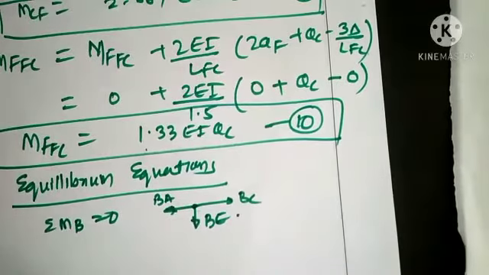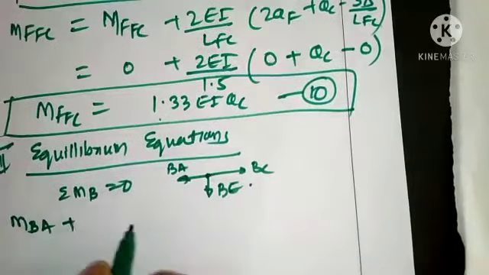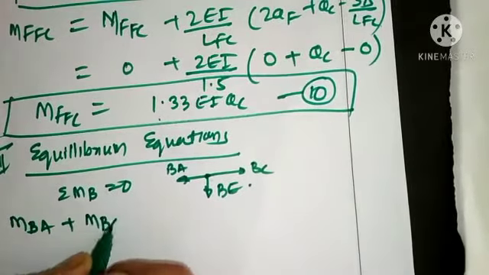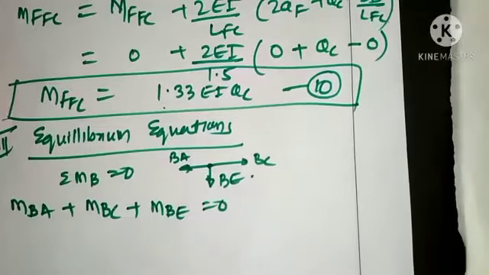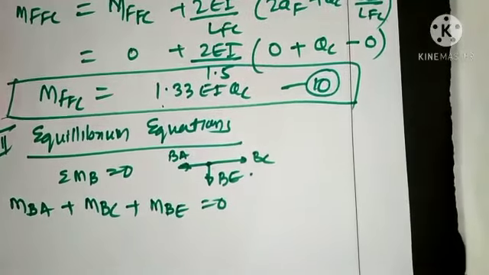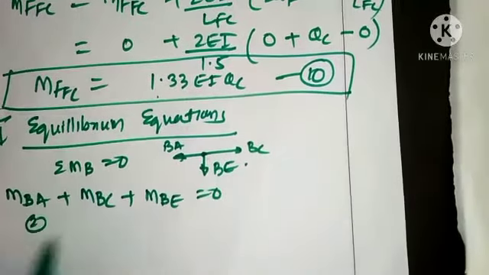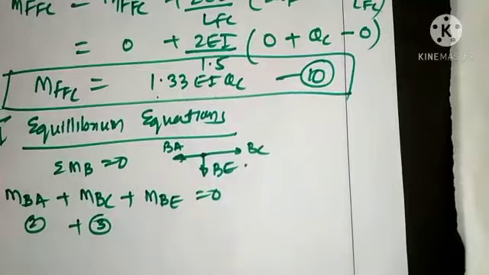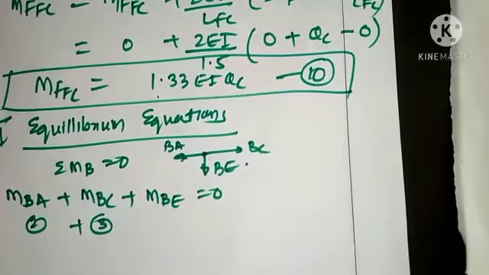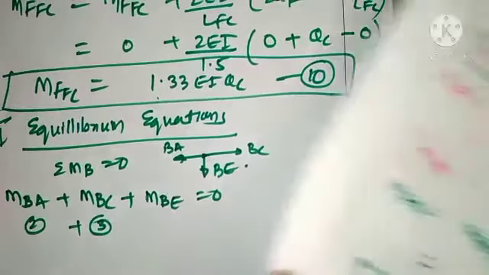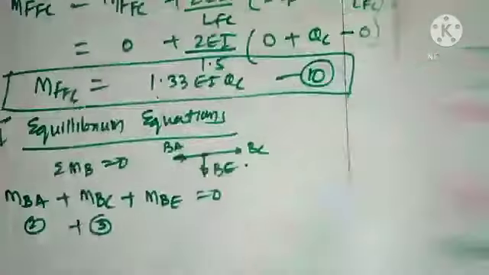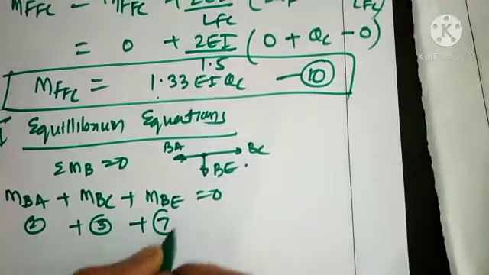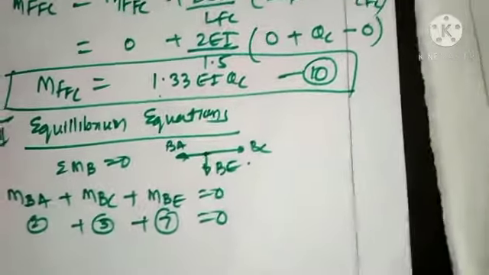So the equation for summation MB equal to 0 will be MBA plus MBC plus MBE is equal to 0. MBA equation is equation number 2. MBC equation is equation number 3. And MBE equation is equation number 7. All three put together shall be equated to 0.